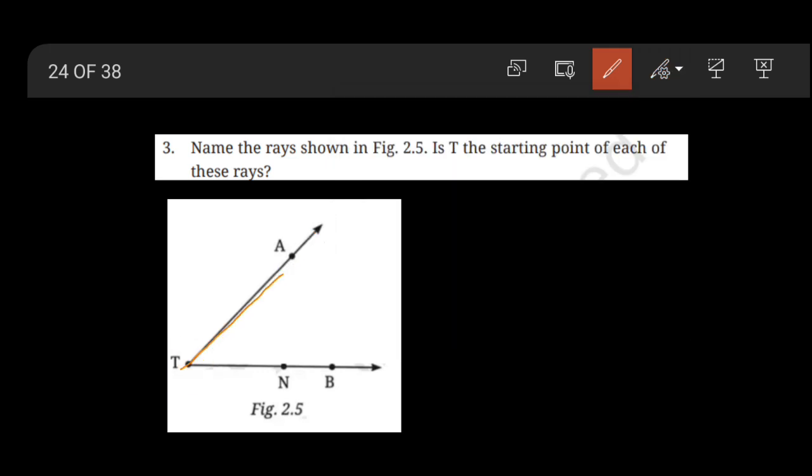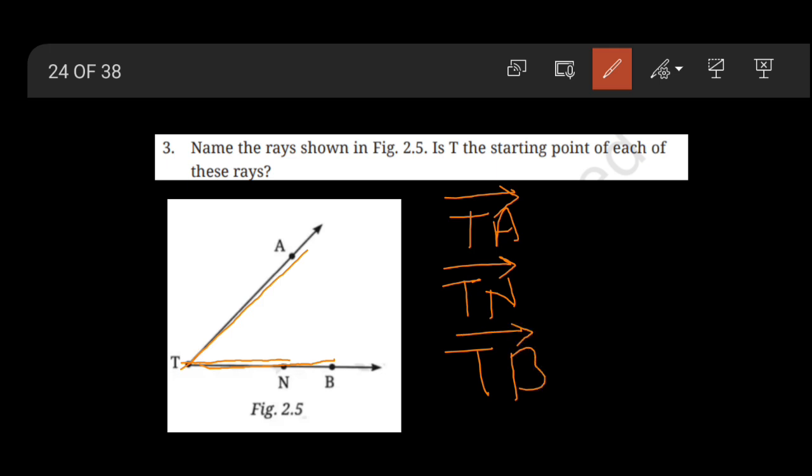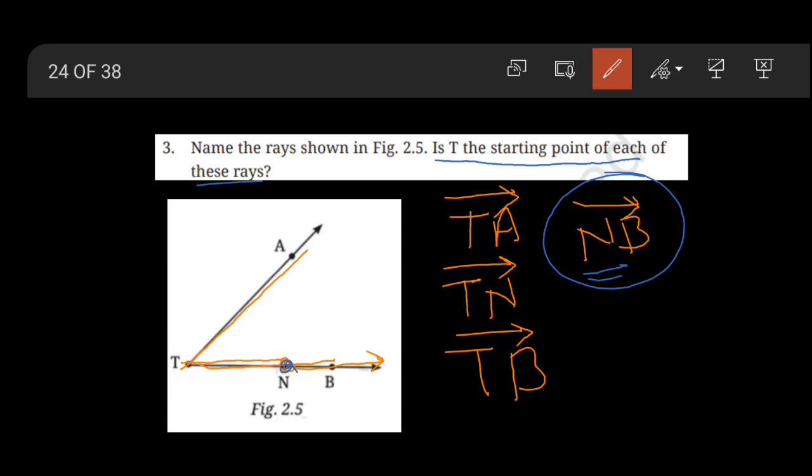Here we have ray TA. Now we have ray TN. Now we have another ray TB. And here we have one more ray which starts from N and goes here, so ray NB. So there are 4 rays. Now what they have asked: is T the starting point of each of these rays? No, T is not the starting point of each of the rays. The starting point of one of the rays is N.